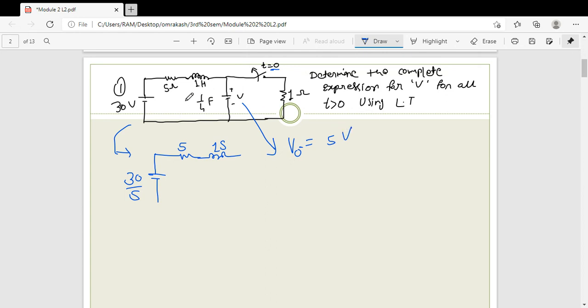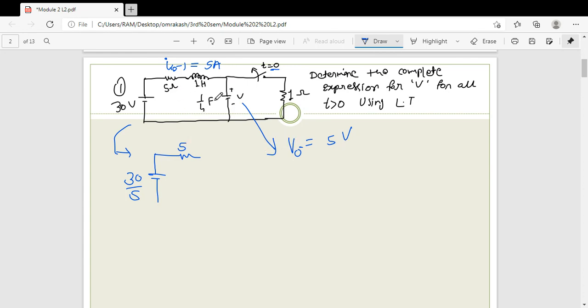And similarly, the current flowing through this branch is 5 ampere, right? So I can say the I naught condition, before opening the switch, is 5 ampere. So this is the initial current. Before this opening, the initial current for this inductor is 5 ampere. The initial voltage is 5 volt.